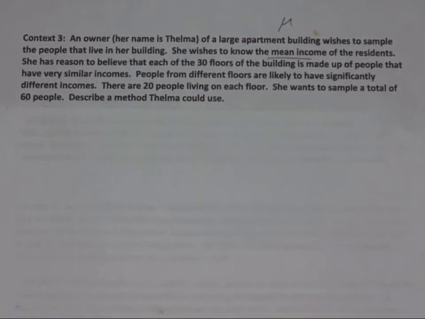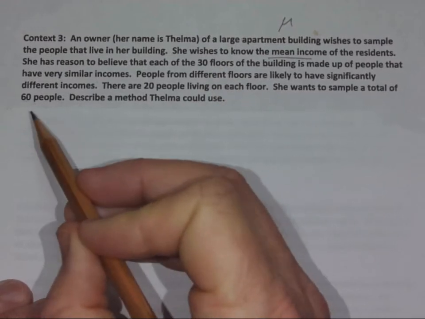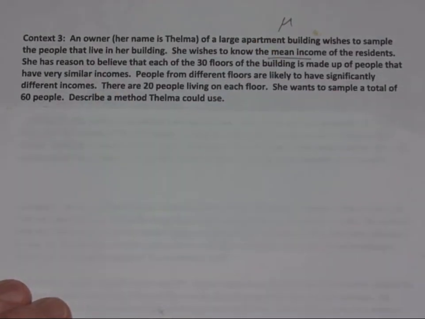Well, because people on different floors are likely to have different incomes, we need to make sure to get some from every floor. The floors should be equally represented. And so we should do a stratified sample by floor. It says there's 30 floors. We want a sample of 60 people. So if we get 2 people from each floor, it would give us our sample of size 60.